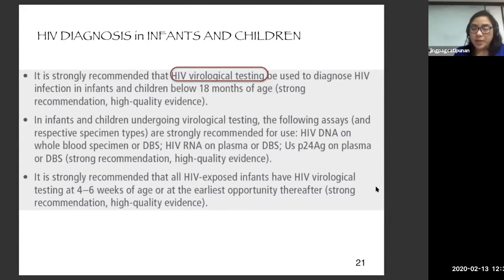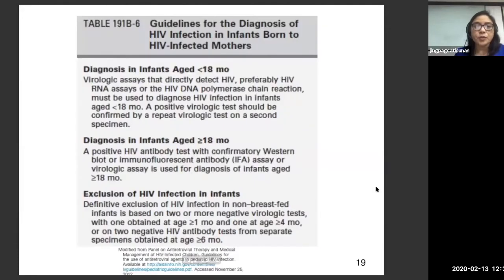In our case, in our PMTCT program, it is being done at 4 to 6 weeks of age. So this is the guideline for the diagnosis in infants. The virologic assay would directly detect your HIV RNA or DNA through the polymerase chain reaction. So it's a PCR test.